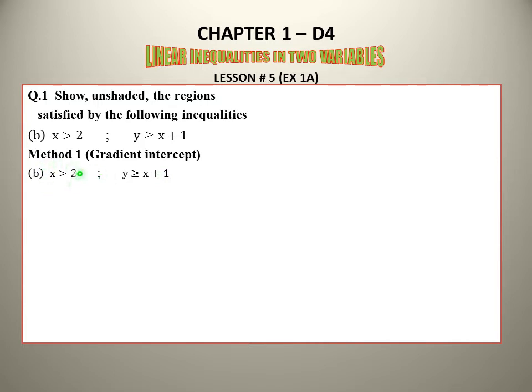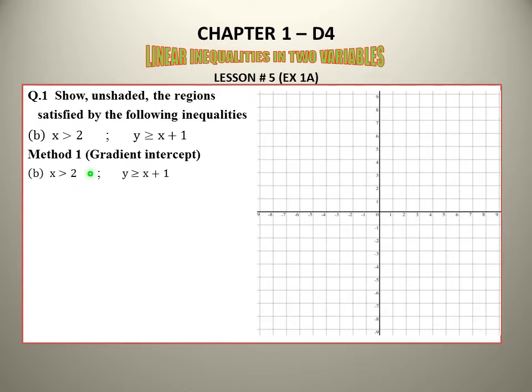Now this inequality has only one variable, which is x. So this is a vertical line, a line that passes through a point where x is equal to 2. And this is a non-vertical line, which is already written in gradient intercept form, y is equal to mx plus c, where c is 1 and its gradient is also 1. So let's draw the graph of these two inequalities. Because the first line is a vertical line and it passes through where x is equal to 2, at this point we will draw a line, this one, and label this line.